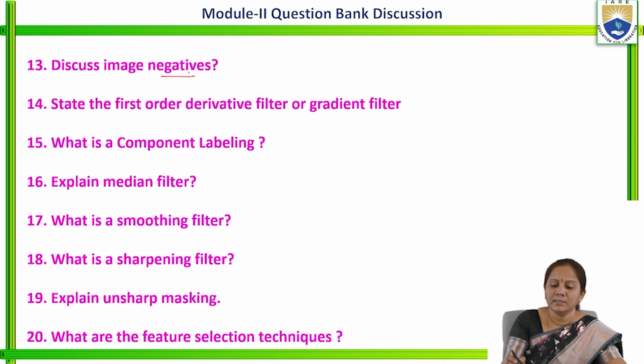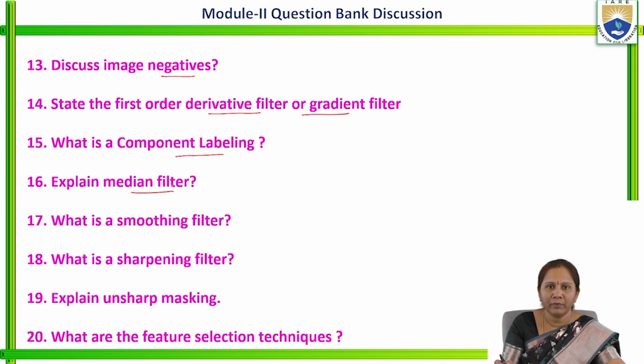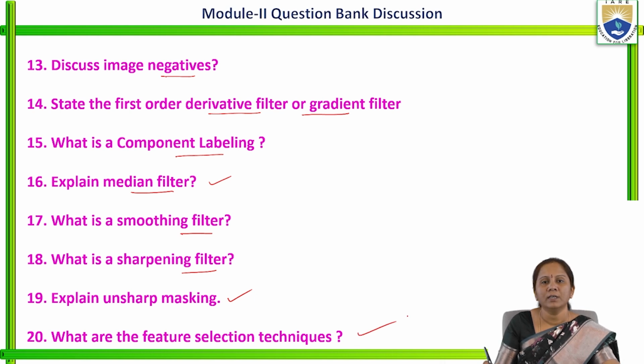And next, discuss image negatives, state the first order derivative filter or gradient filter. What is component labeling? Explain median filter. So all these are the questions related to different types of filters. What is smoothing filter and sharpening filter? Explain unsharp masking. And next one is what are the features of selection techniques? So all these are the questions we can expect from module 2.